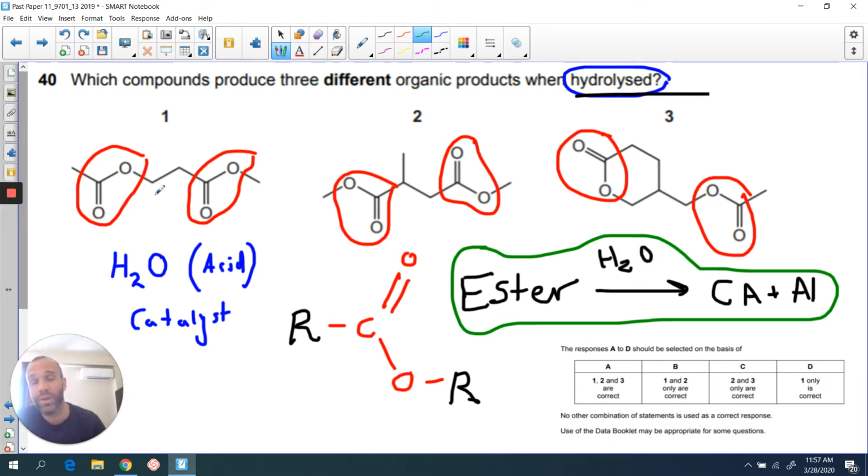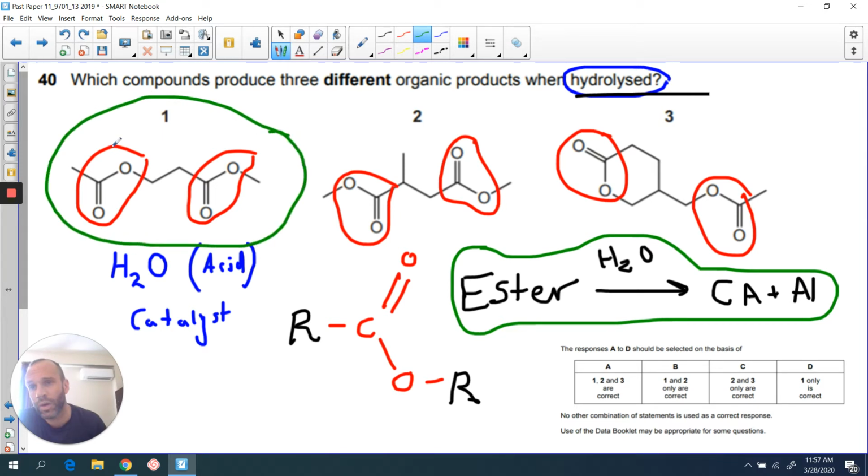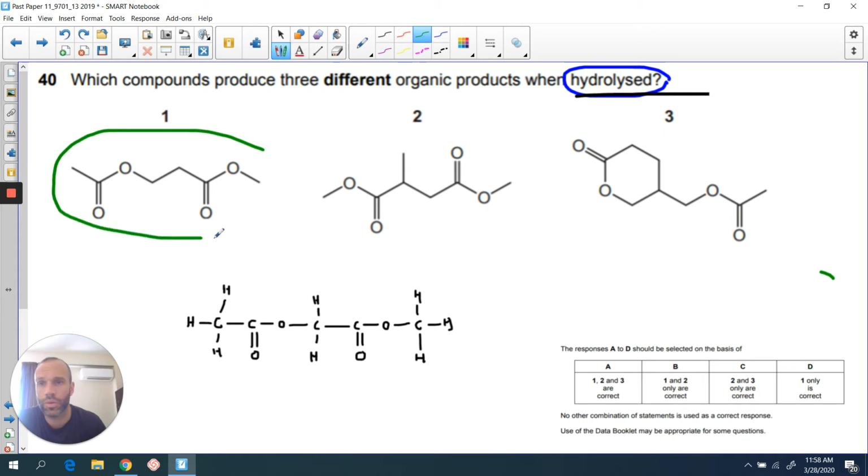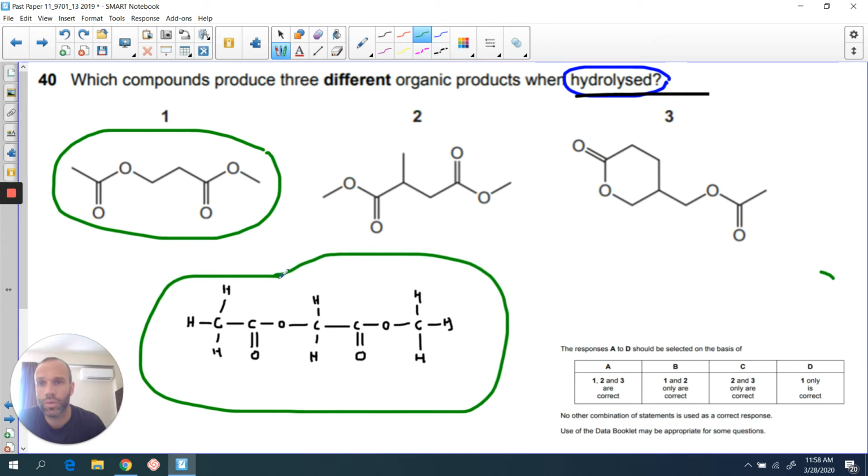Now, in order to understand what products are being formed here, I'm going to draw out option 1 in a bit more detail. Right, so here's option 1 in its skeletal formula, and here I've drawn it out in greater detail, and I think this is going to help us understand what is going on. So what's going to happen when you hydrolyze this? You're going to break this bond here, and you're going to break this bond here. So it's the carbon single bonded to oxygen that's going to break.